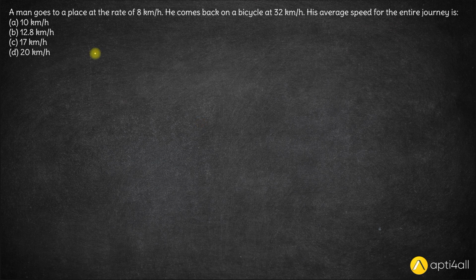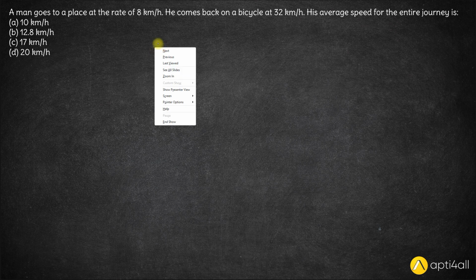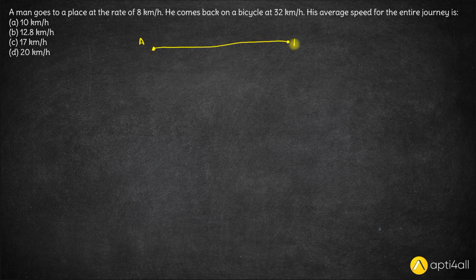Hi. Here we have a man who goes to a place. So let's say he goes from point A to another point B. While going, he goes at the rate of 8 kilometers per hour. That's the speed. And he comes back on a bicycle at a speed of 32 kilometers per hour.